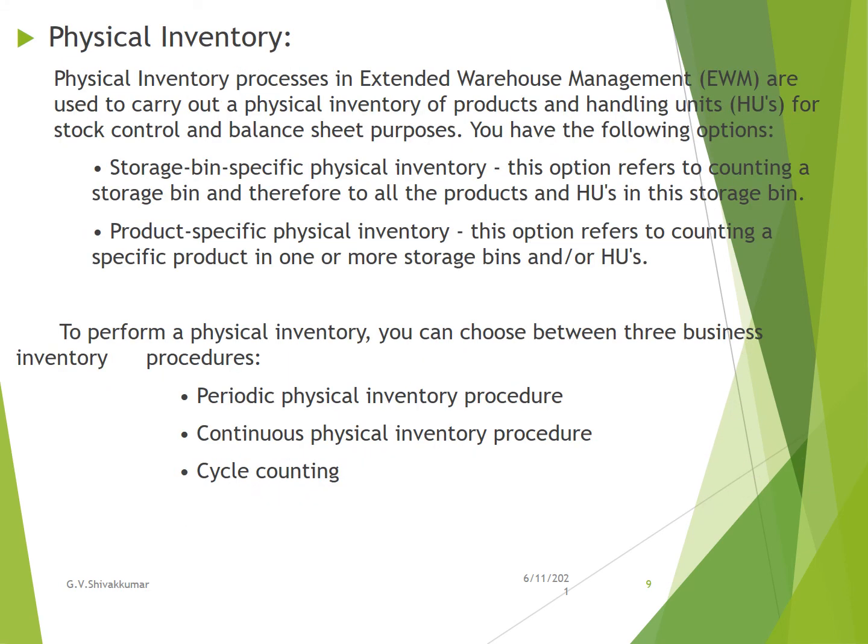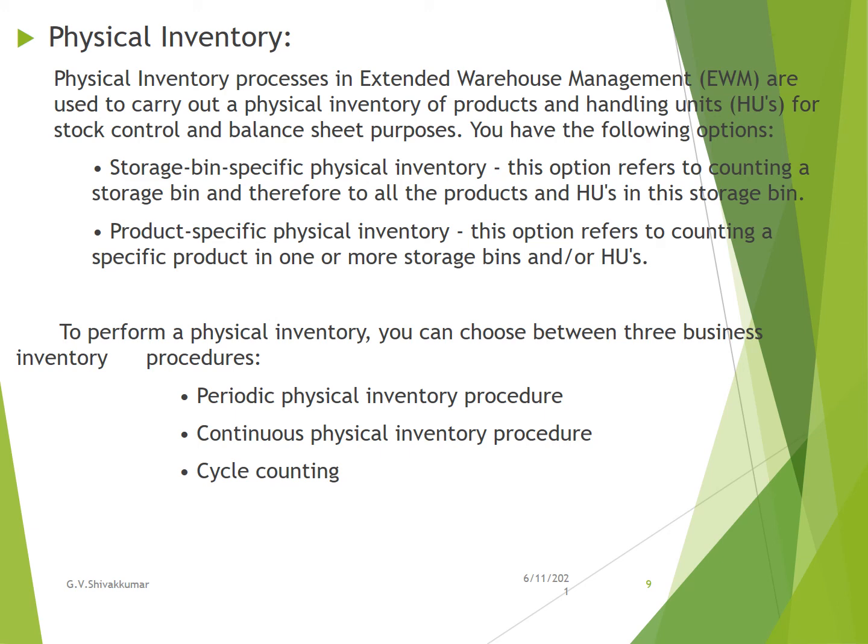So the next topic is physical inventory. Physical inventory processes in EWM are used to carry out physical inventory of products and handling units for stock control and for balance sheet purposes, that is, for the finance purpose of your organization. You can prepare the calculation for your finance asset and liabilities management.